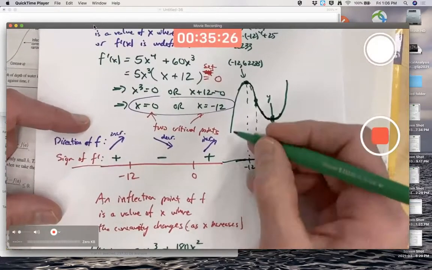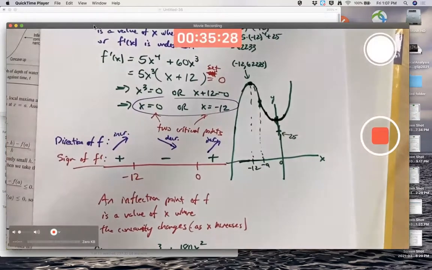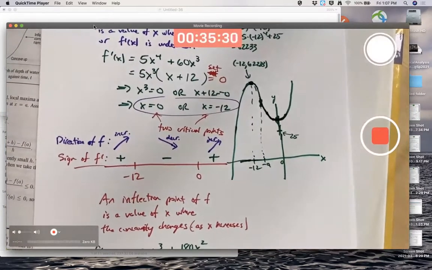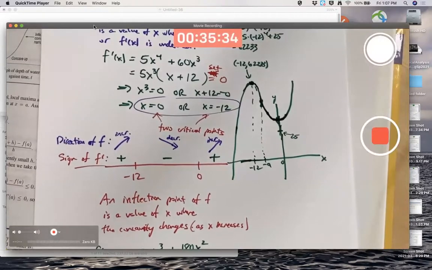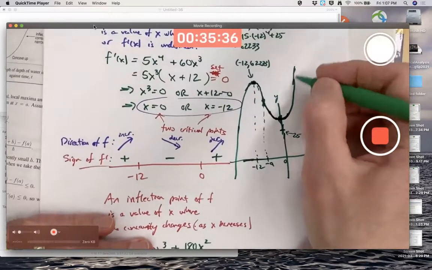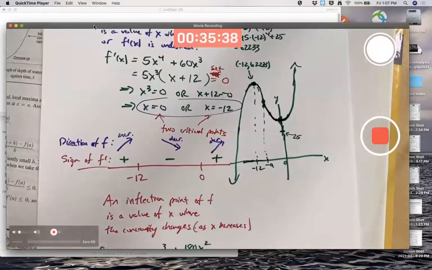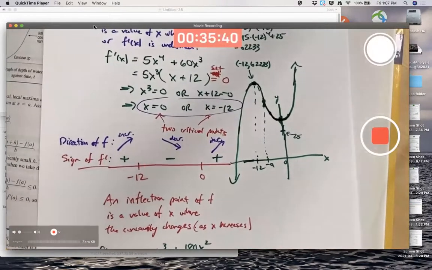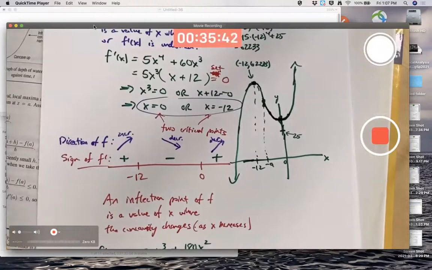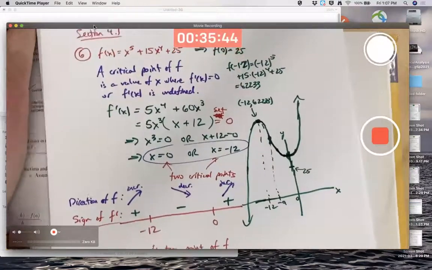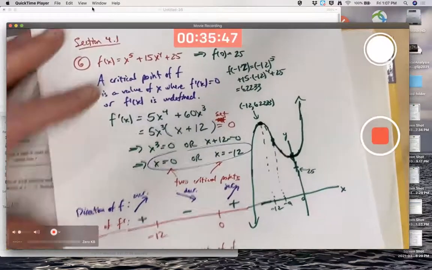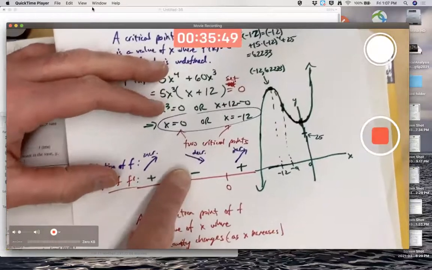Where is the x-intercept over here? I don't know, but it's less than -12. So the graph looks something like this, though the scale is way off. But we did answer the question. We did find the critical points, 0 and -12.